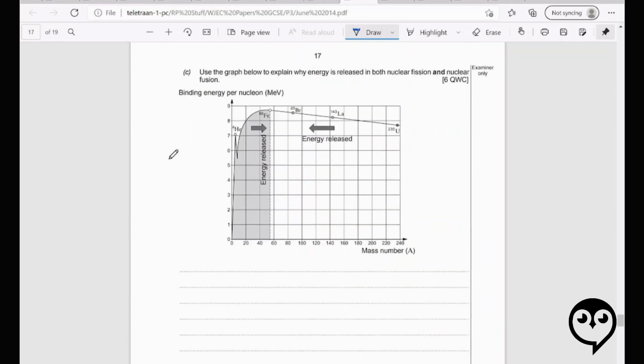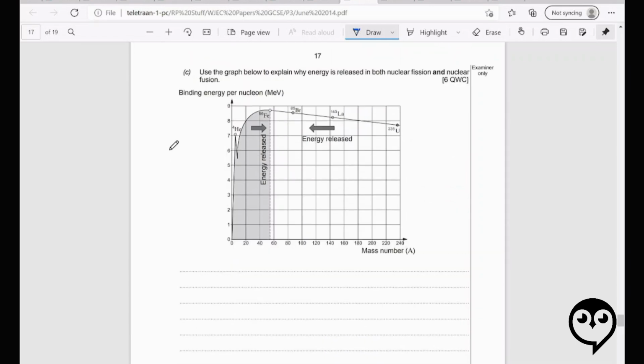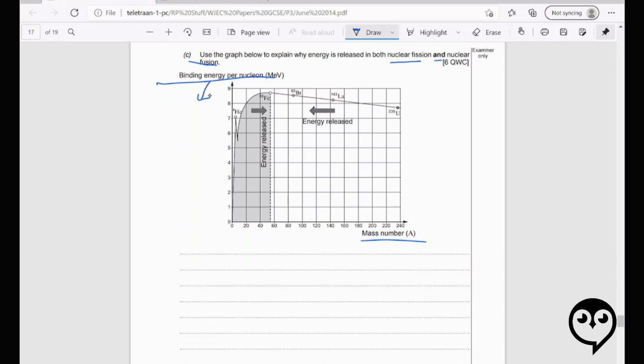Moving on. This typical graph. Oh, WJEC, they love their written questions. Right, yes. Using the graph to explain why energy is released in both nuclear fission and in fusion. Okay? It's a graph of binding energy per nucleon versus mass number. Sometimes you might see that as a proton number, but it's a mass number here. Okay? Just to remind ourselves what binding energy is, right?